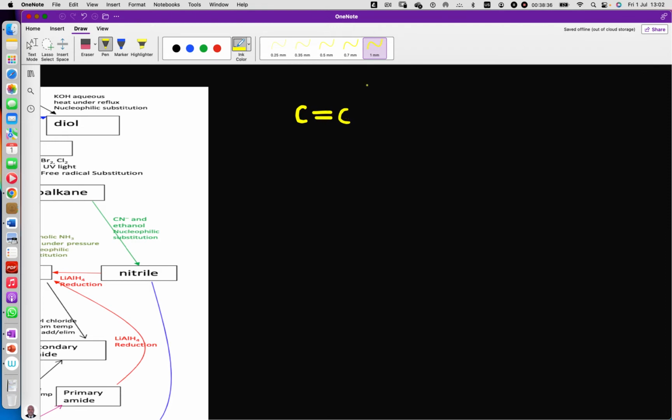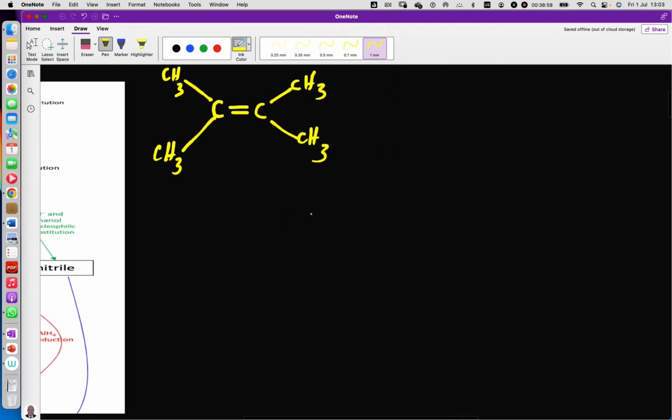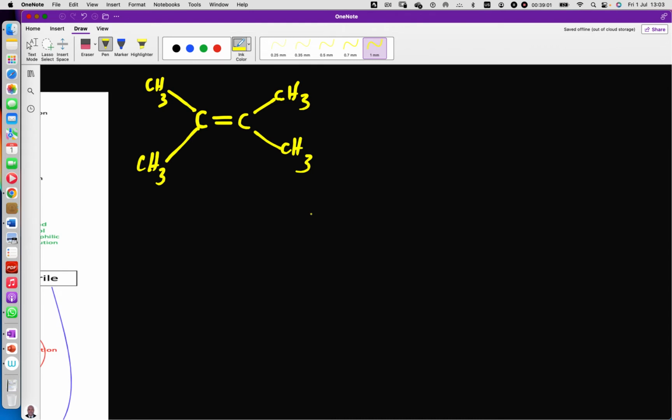We have this alkene, the alkene that has two alkyl groups attached to both ends. What is going to happen here is this one.